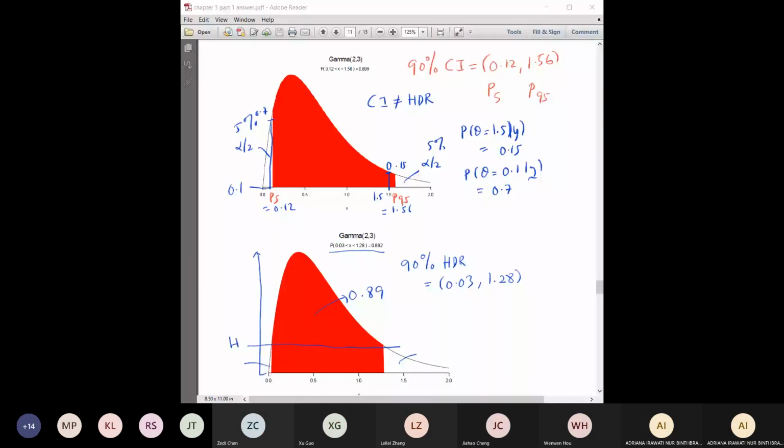Okay, so if you look at this graph, you can see that our aim is, first, we have the plot of the graph, and then we want to put in the red area, and we also want to find the probability between the lower limit and the upper limit. Okay, so that is our aim for this example.